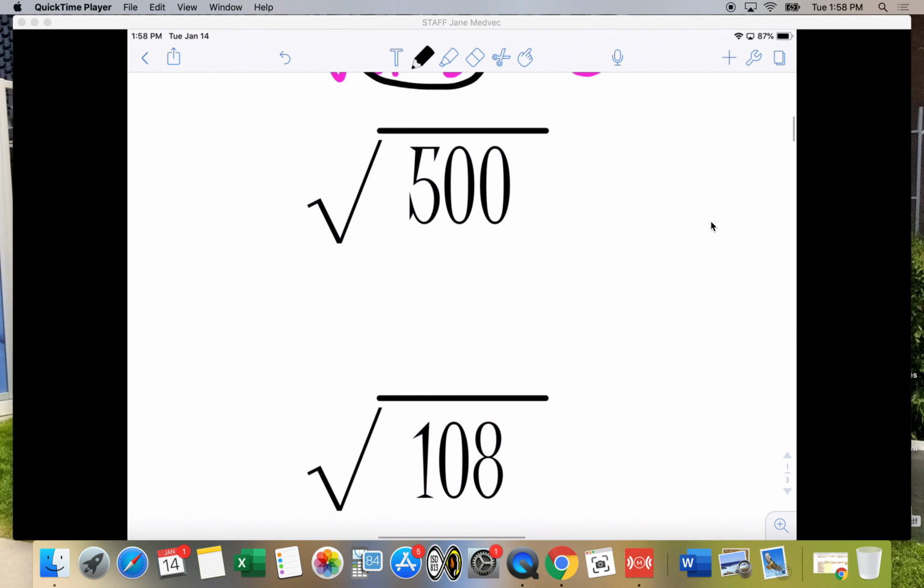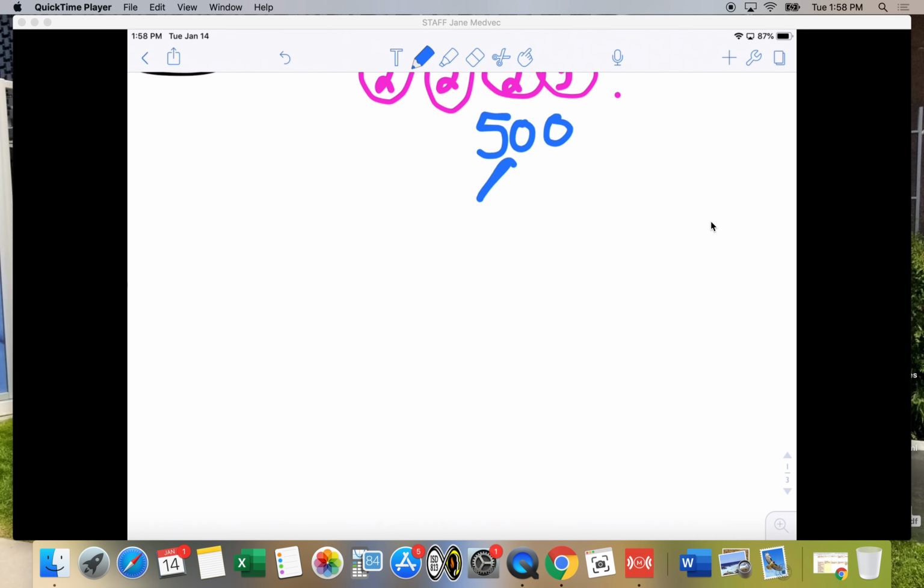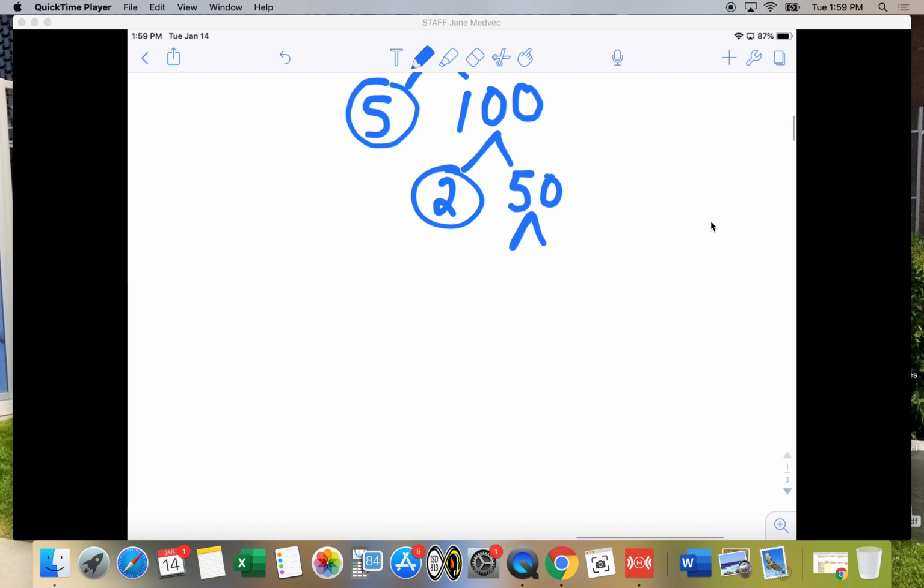All right, let's go on to the next one. I've got the number 500. So I'm going to come off to the side and I'm going to go, okay, I've got 500. Factor tree. What do we want to break it down into? 5 and 100, okay? 5 is prime, 100 is composite. Break down 100. What do you want to do? 2 and 50. Circle my 2. Break down my 50.